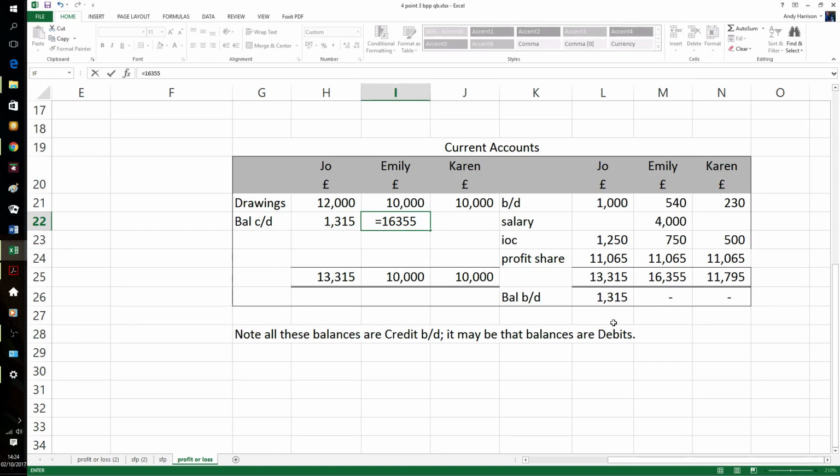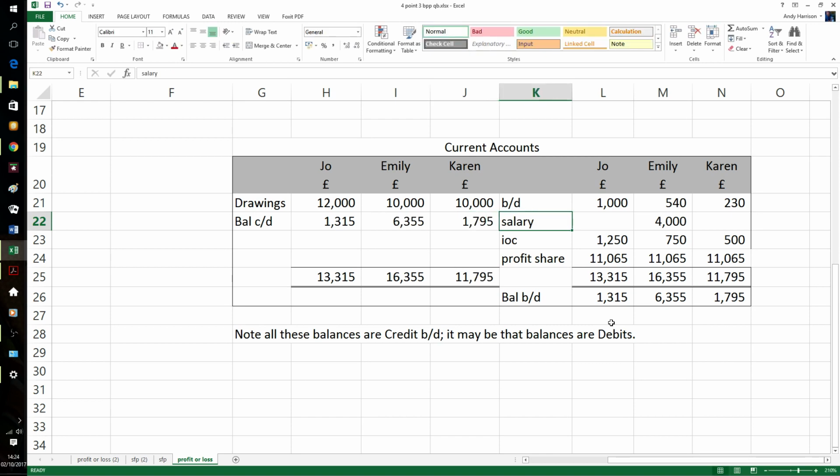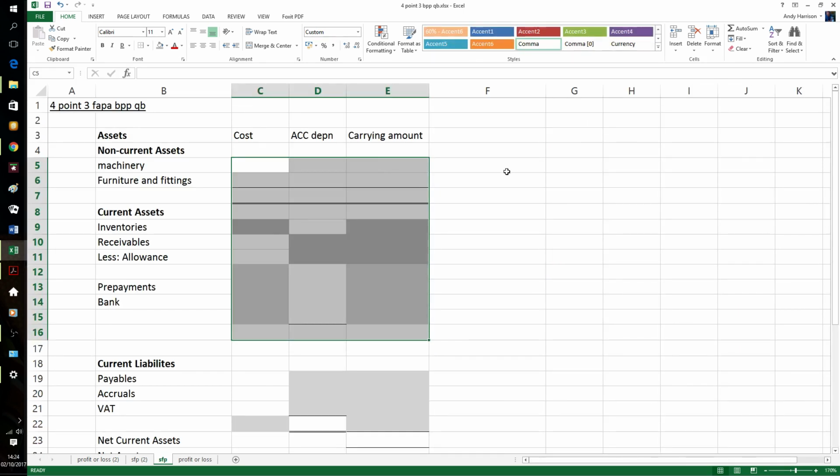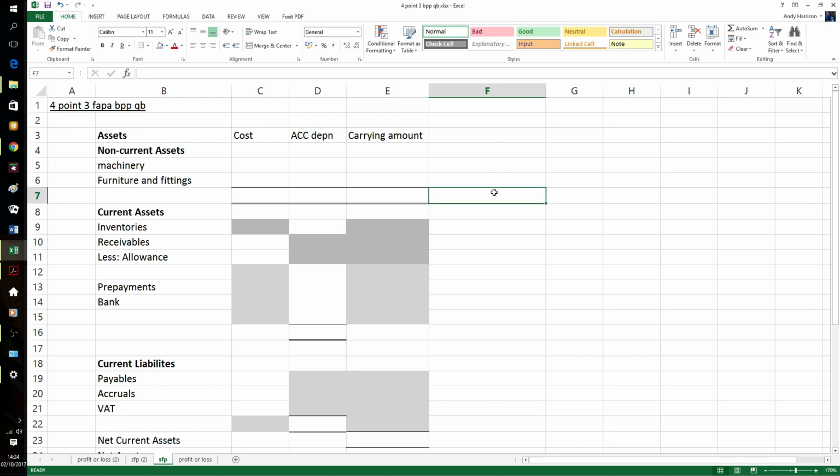Minus 16,355 minus 10,000. Just do it a different way, just to show the versions. Still works out the same, just balancing off an account. So the account's left with 1795, and those are the balances that will go into the statement of financial position. So onto our statement of financial position then.